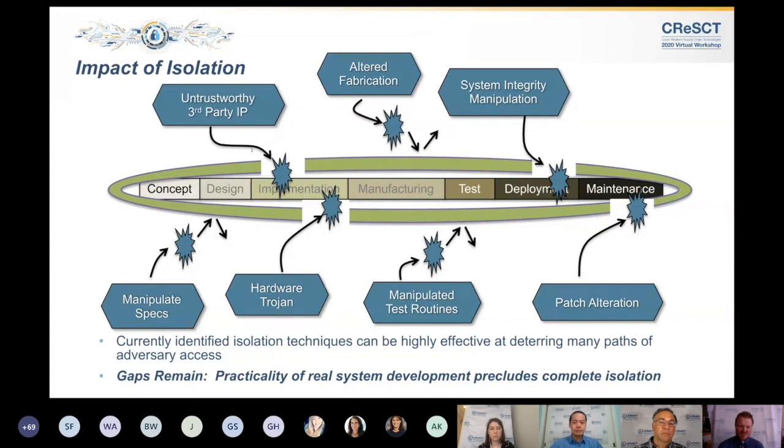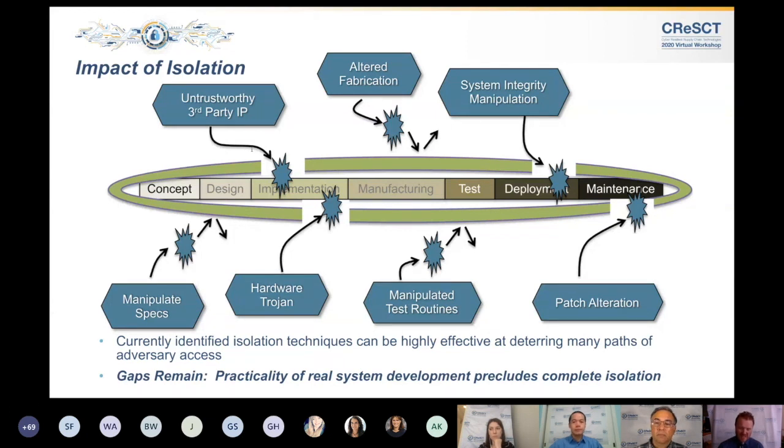When considering systems developed from a truly global perspective, a global supply chain, you may end up with that trusted foundry being protected, but maybe you're using in your designs intellectual property that is sourced from third parties, and you can't control the provenance of that third party intellectual property. It may be that you're using Trojan hardware. There may be attempts to manipulate specifications or test routines. Some of those may be deflected by your attempts to keep the bad guys out. But at the end of the day, it's very, very difficult to simply isolate yourself out of the problem.